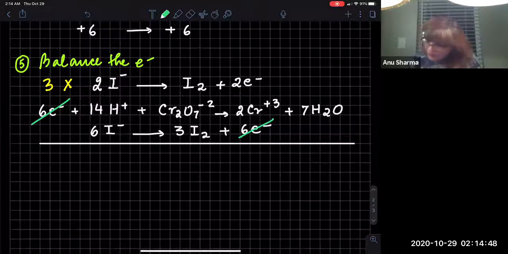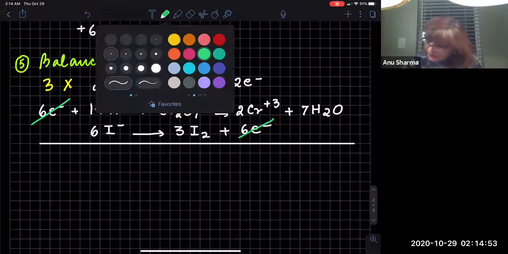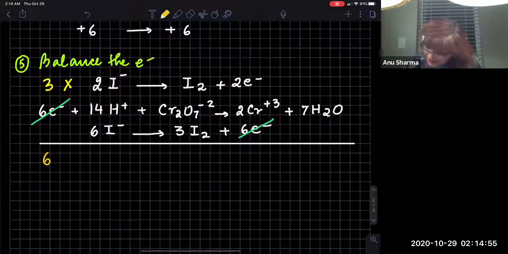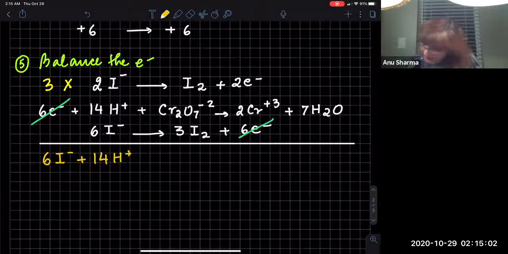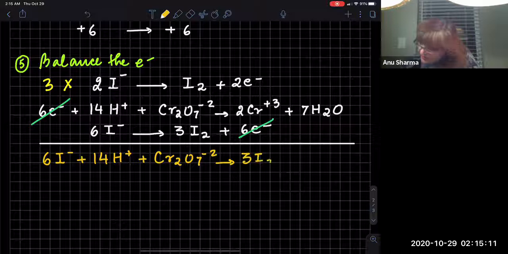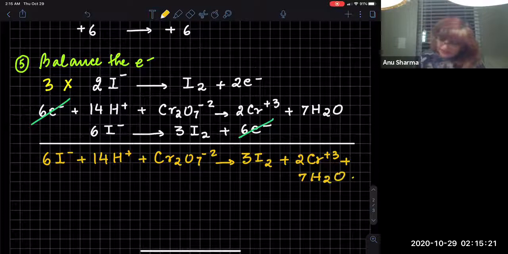And what are we left with? We are left with 6 iodides plus 14 hydrogen ions, plus dichromate, Cr2O7 2 negative, and this is giving you 3 iodines plus 2 chromiums, Cr plus 3, plus 7 H2O.